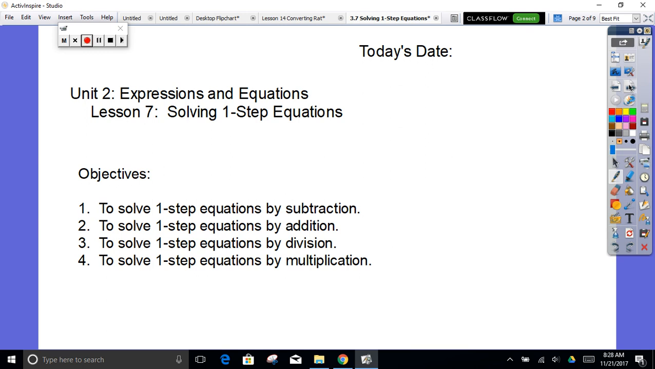We are only going to spend really a day. We'll be working a little bit more with one-step equations tomorrow, and then when you come back from the break, we'll be into two-step equations, which is the standard for 7th grade. So our objectives are to solve one-step equations by subtraction, then by addition, then by division, then by multiplication. So we're going to hit them all in one day.